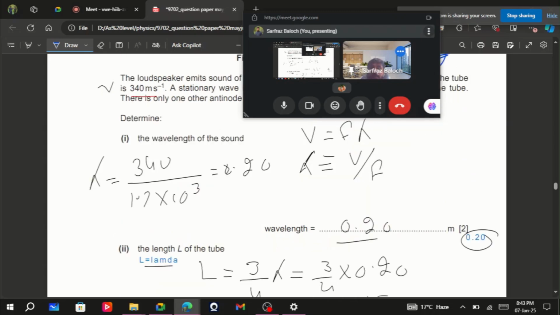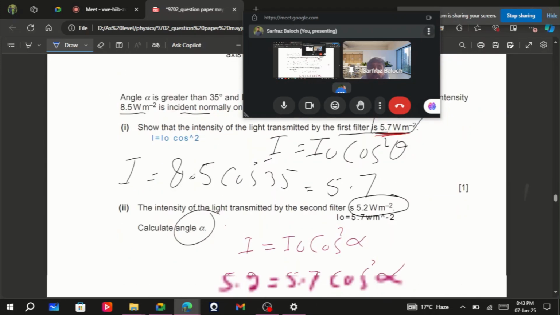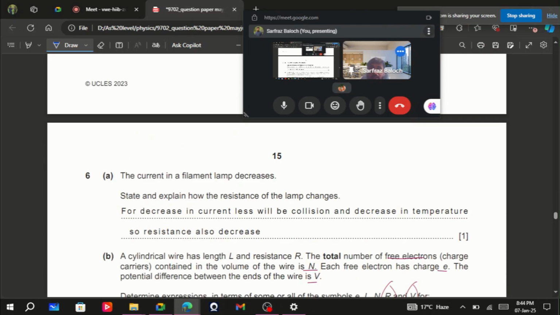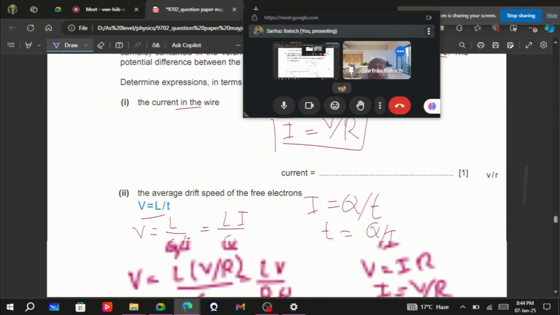Next, again Malus's law, I is equal to I naught cos squared theta. We have done this thing. Next, it's about the filament. The resistance of the filament increases when more temperature goes through it.